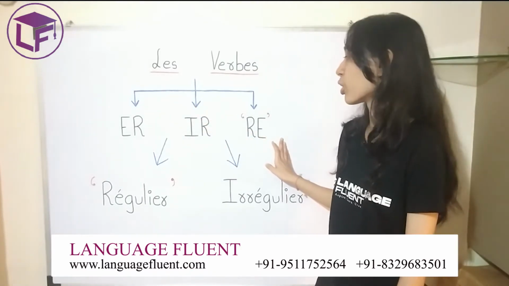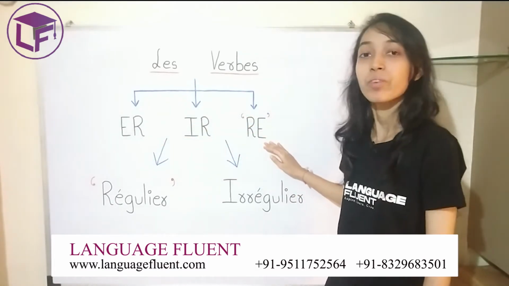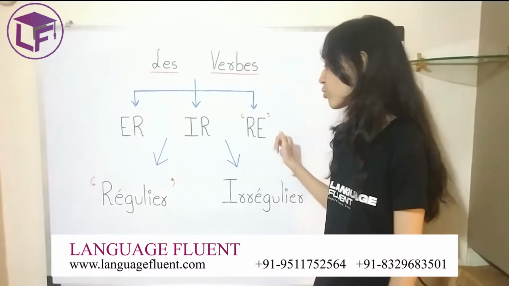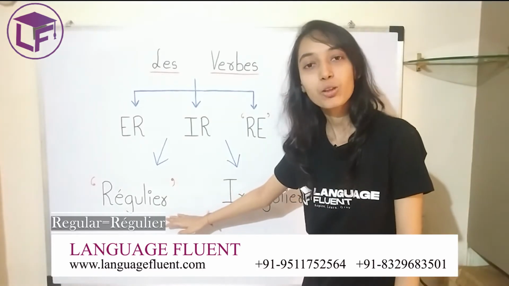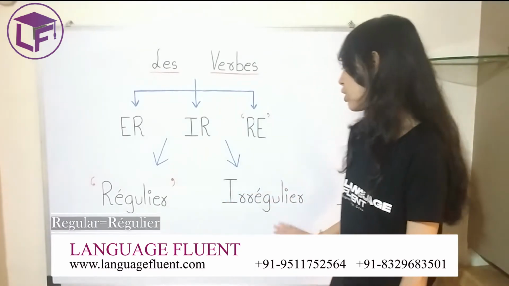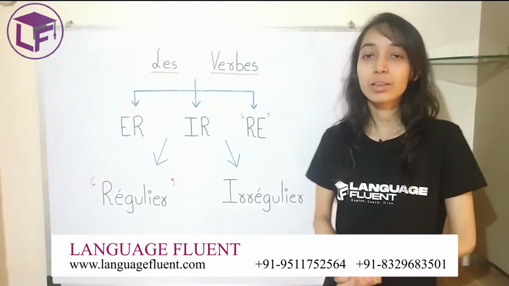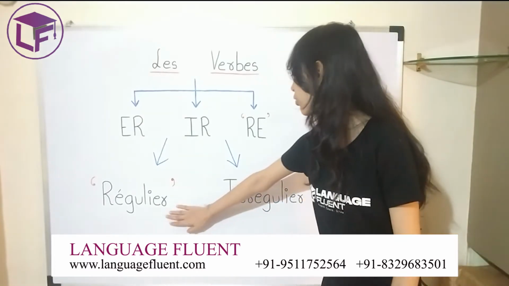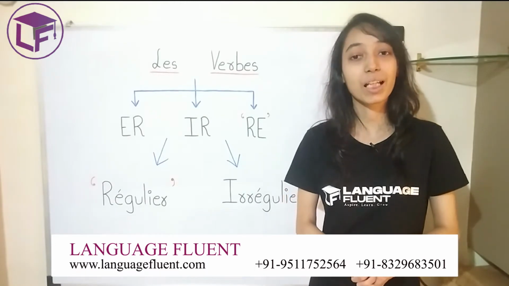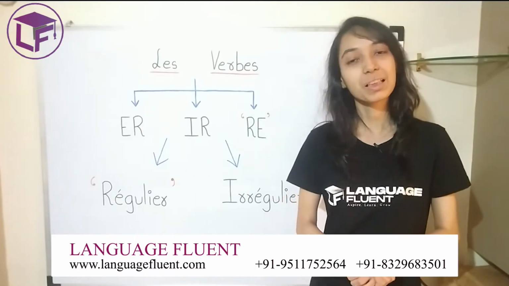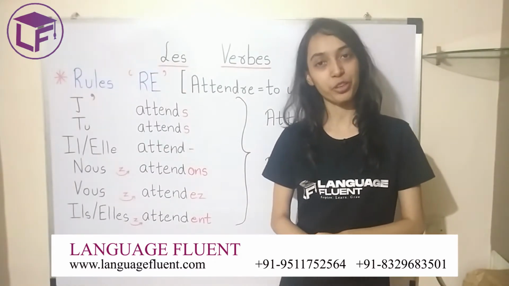Now in French, verbs end with either ER or IR or RE. Now these verbs are further divided into regular and irregular verbs. Regular are known as régulier, régulier. Irregular are known as irrégulier, irrégulier. So today we will be just focusing on regular RE group of verbs. So to know the basic conjugation of regular RE group of verbs, please watch this video till the end. Now let's look at the rules to conjugate regular RE group of verbs.